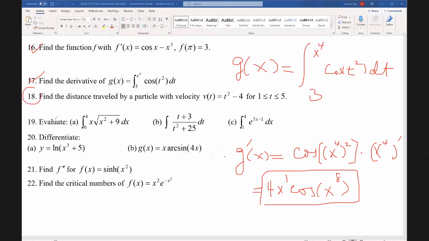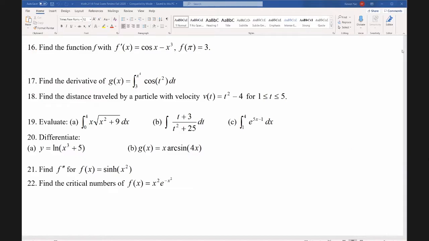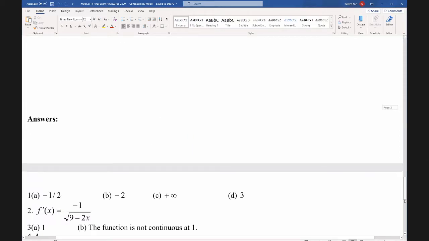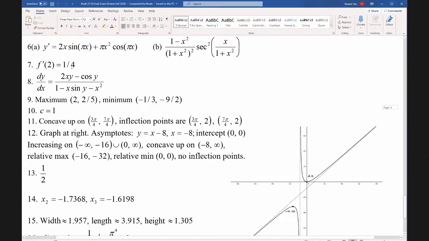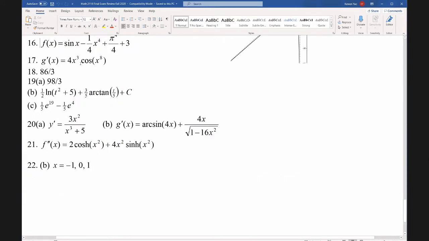Now let's do number 18. Okay, let's do number 18. First, let me take a look at the answer. Okay, let me erase this. Okay, it's so easy. Let me take a look at the answer in the file. See? Same answer, right? g prime x is 4x cubed cosine x to the power 8, right? So we have found it, okay?